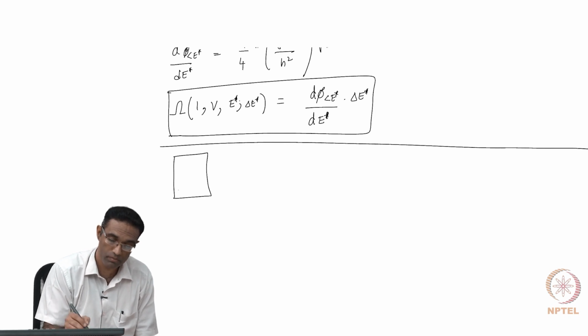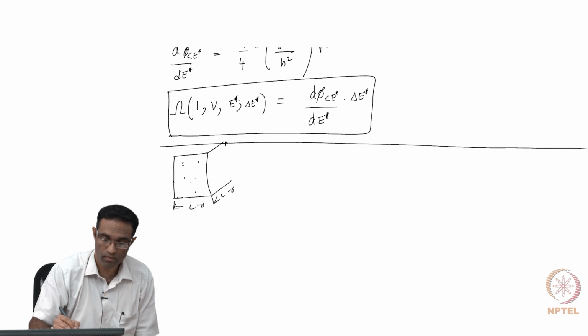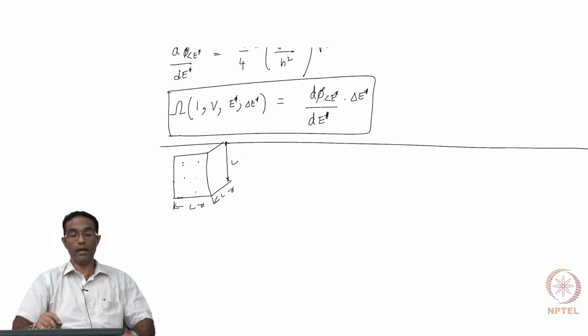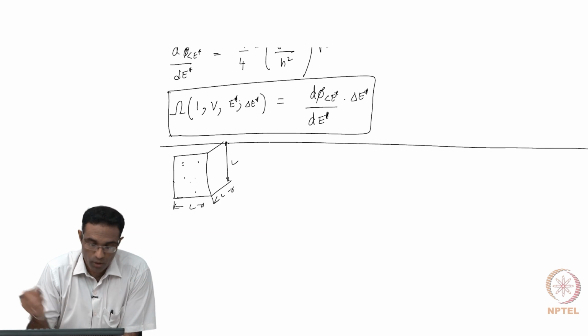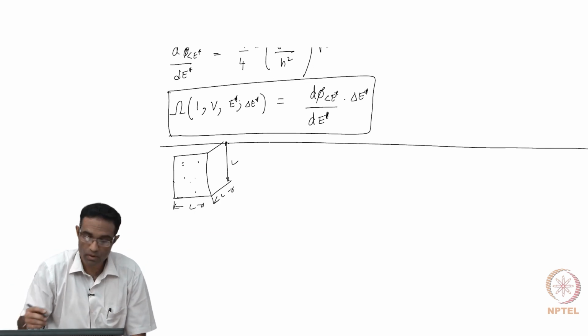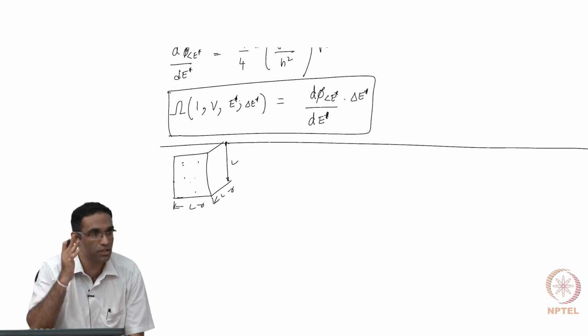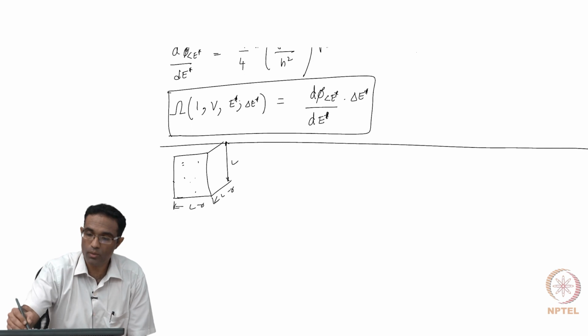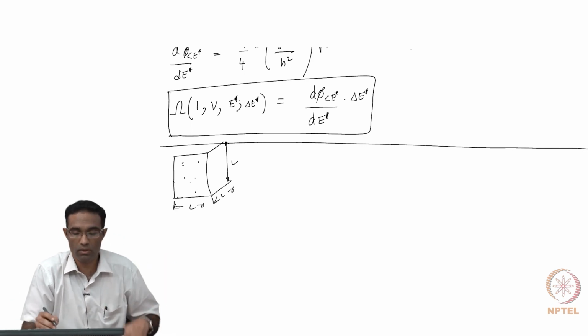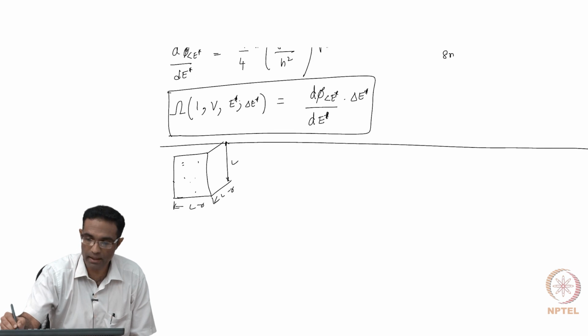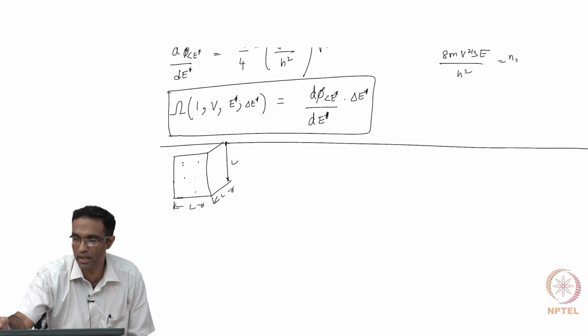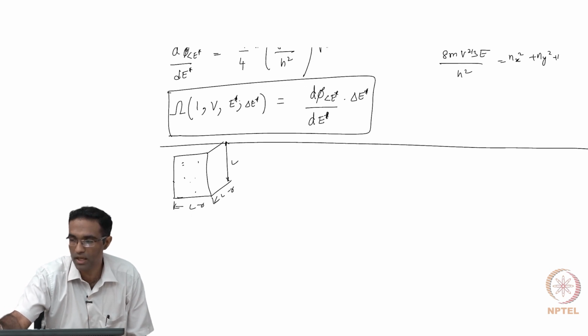So you have a box, many particles, length L, L, L, and you have to solve the Schrodinger wave equation. But at this point of time we are not really interested in the wave function. What we are interested in are the energies, right? For the single particle system, it turned out that you have 8 m V to the power 2 by 3 E divided by h square being equal to nx square plus ny square plus nz square.